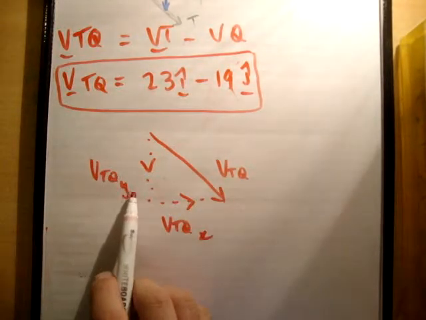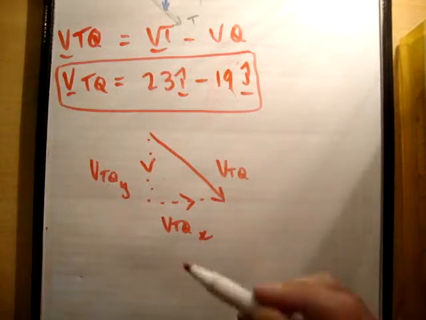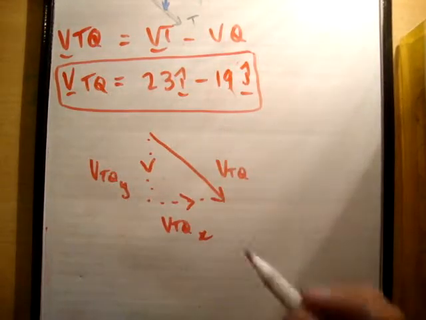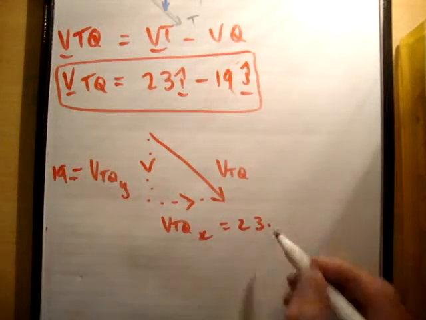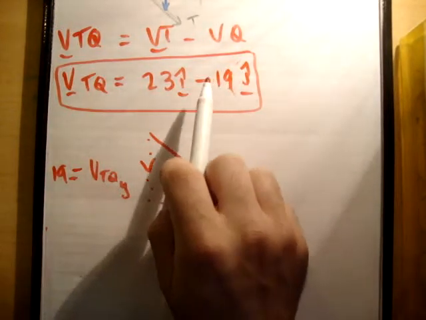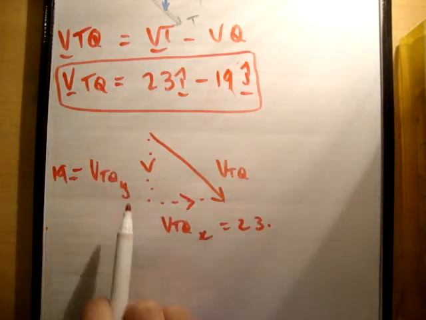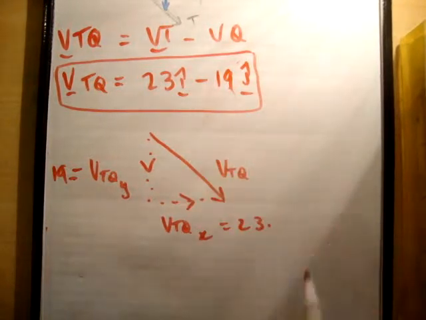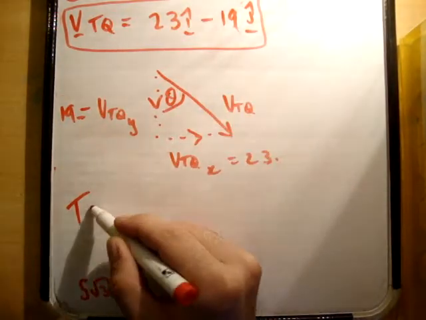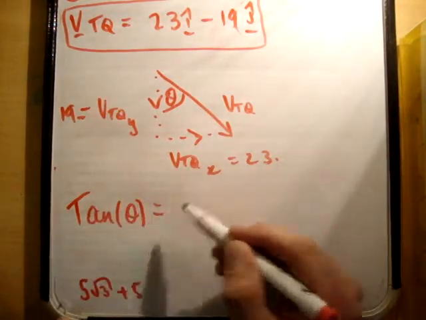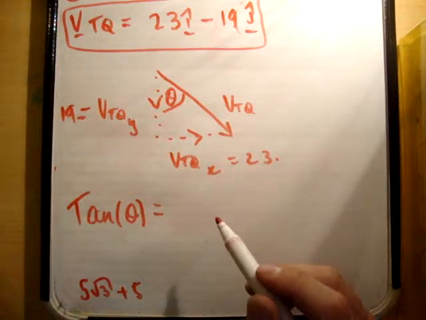Alright, so VTQ sub y, VTQ sub x, it's negative y, positive x. This value is equal to 19, this value is equal to 23, because of course the negative sign is to give you your direction, and the magnitude will be 19. So what you can say then is that tan, if I call this angle here theta, tan theta is equal to the opposite over the adjacent.